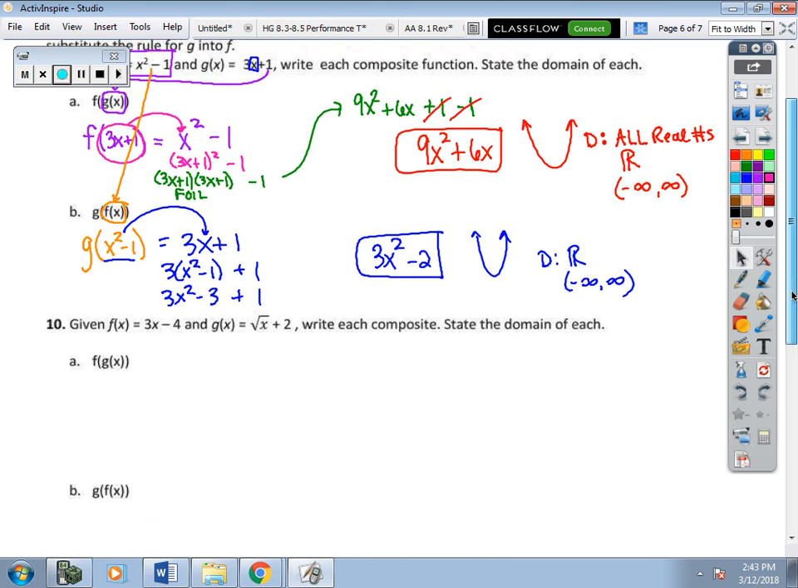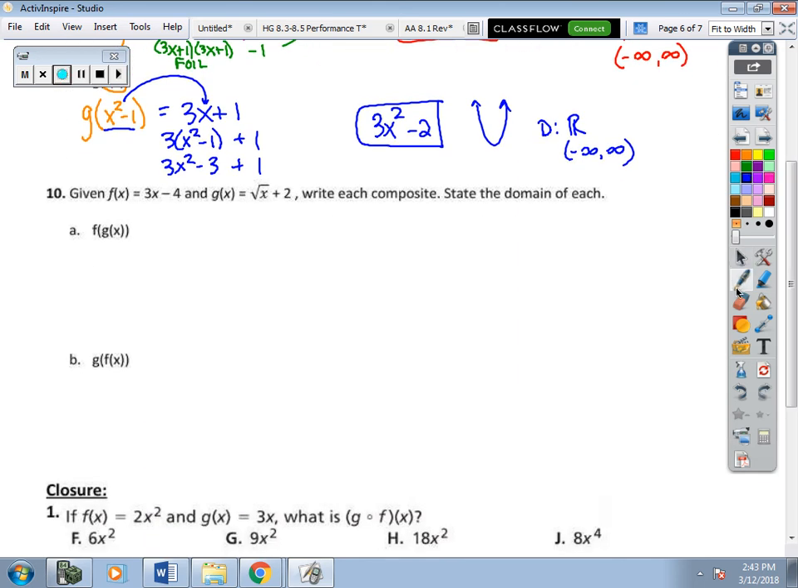Okay, now number 10 is going to get a little bit different, especially in terms of the domain, because we see square roots. Okay, so you have to remember graphically, when we take the square root, you can't have a negative number underneath here. So anytime you see a square root for the domain, you're going to have to say that the radicand, which is the number or variable under the radical, has to be greater than or equal to 0. Otherwise we're going to get imaginary numbers, which aren't actually existing in our domain.